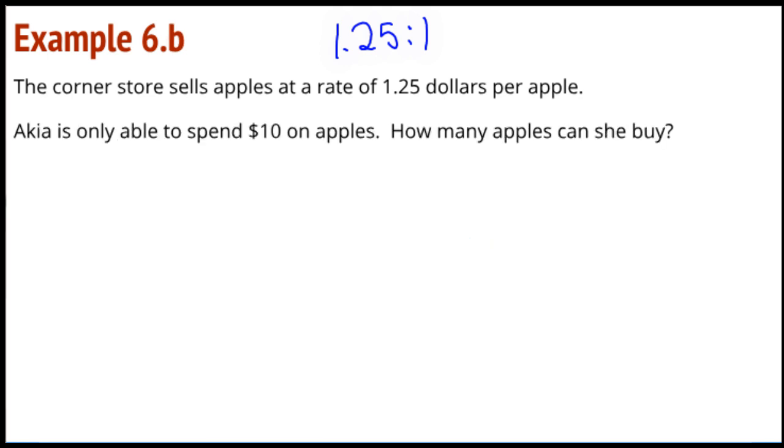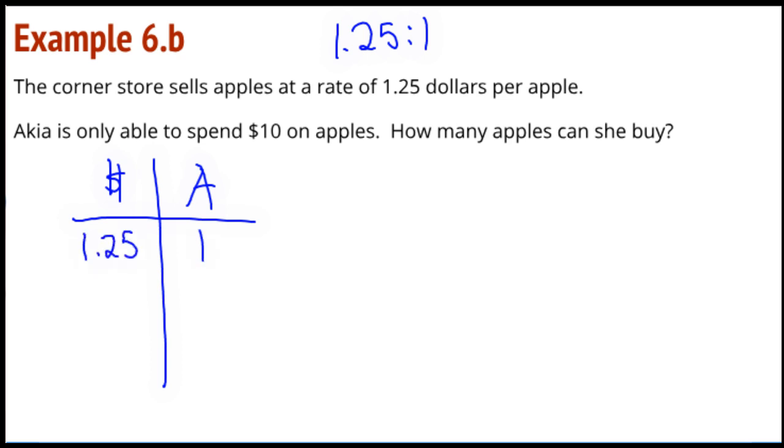So Akia is only able to spend $10 on apples. How many apples can she buy? Now this one is a little bit tricky to think about with tape diagrams. It's not really going to look very nice. So maybe we need to use a different strategy on this one. Maybe this time I am going to use a table of equivalent ratios. I've got dollars and I've got apples. So what I could do here is put in my dollar amount and my apple amount.